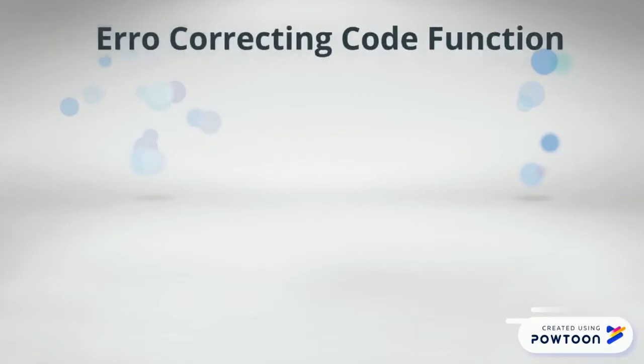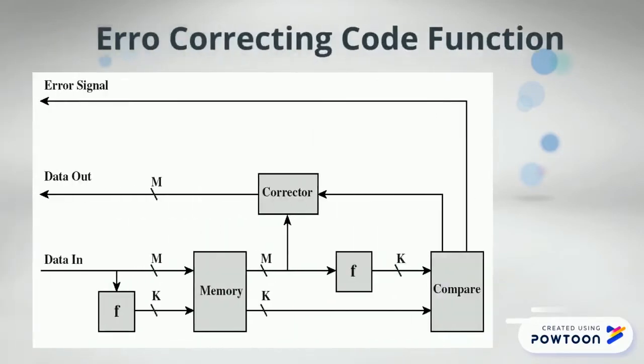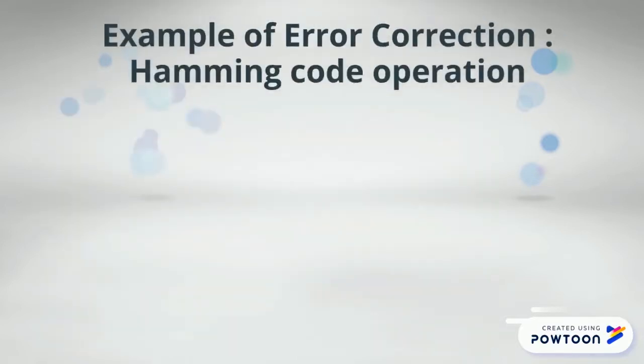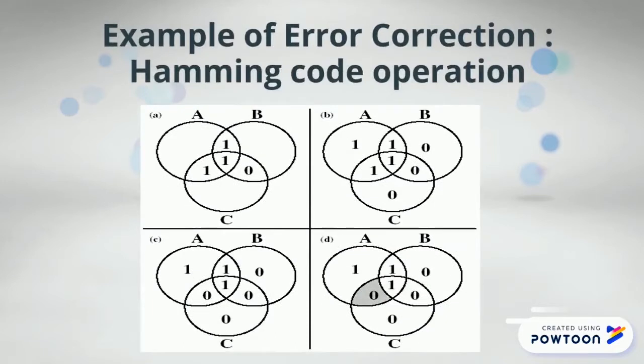Error correcting code function. First, error signal. Second, data out. And third, data in. Example of error correction: Hamming code operation. A, B, C, and D.